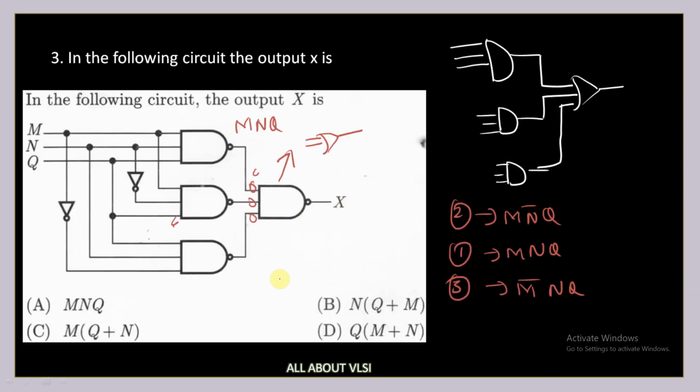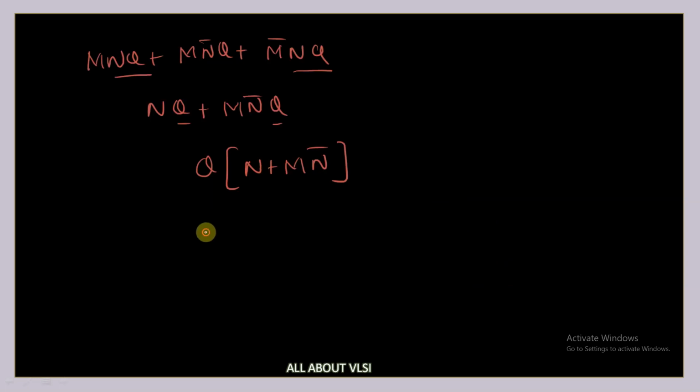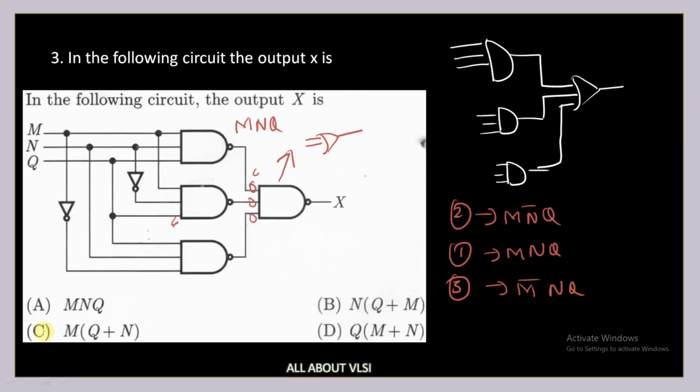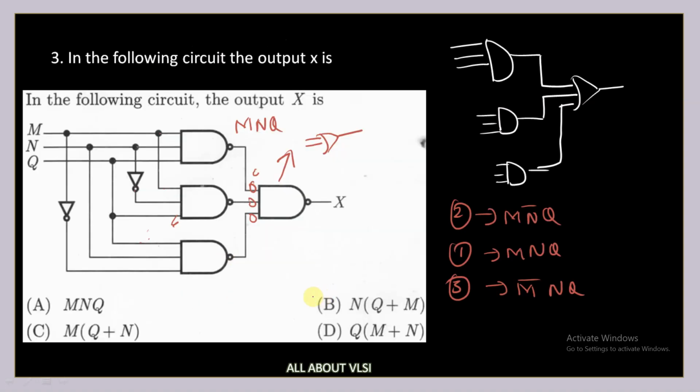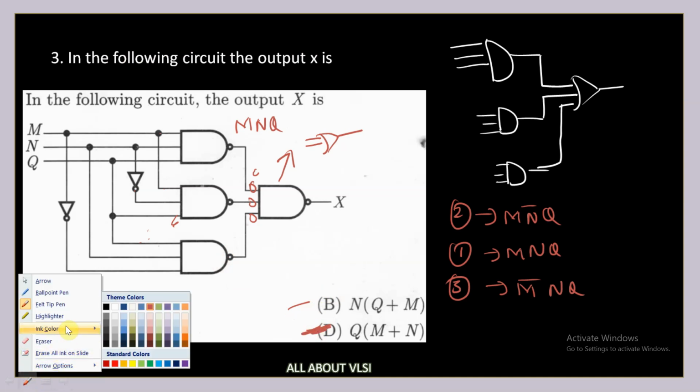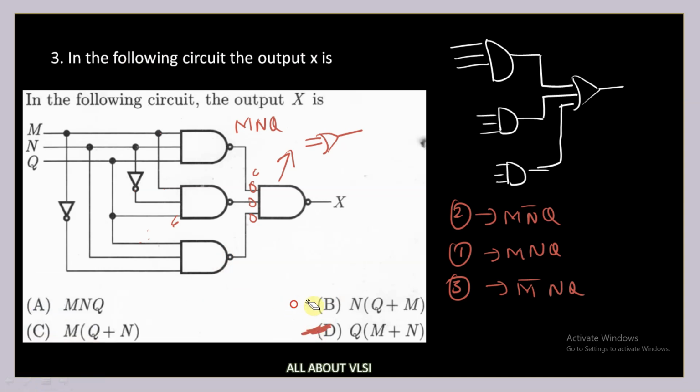And what are the options present? Q into (M plus N). So this is the answer I am getting, Q into (M plus N), which is option D. Option D I am getting. Are you getting the same thing or any different answer? Q into (M plus N), right?